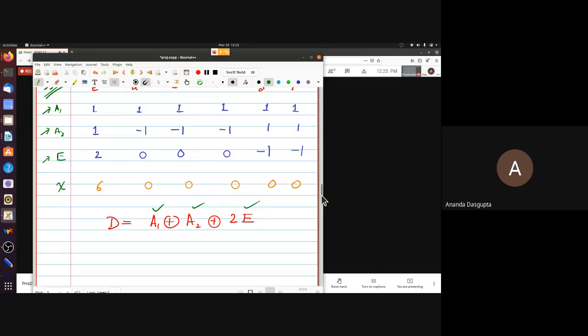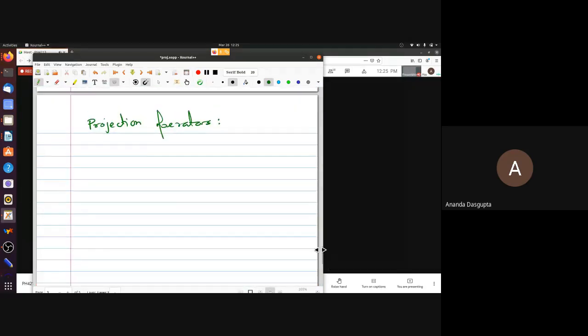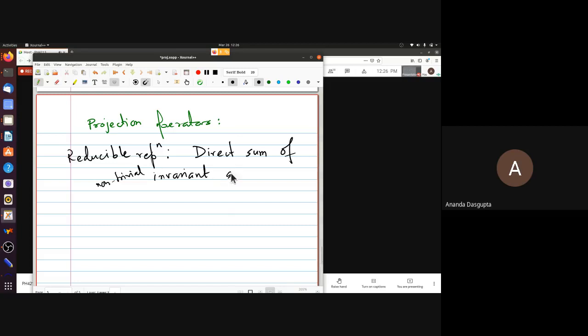So let us just start with the projection operator business now. First of all, you have to remember that if you have a reducible representation, then the underlying vector space on which this representation acts, the stage on which the representation is playing itself out, is a direct sum of invariant, non-trivial, of course, that goes without saying, non-trivial invariant subspaces.